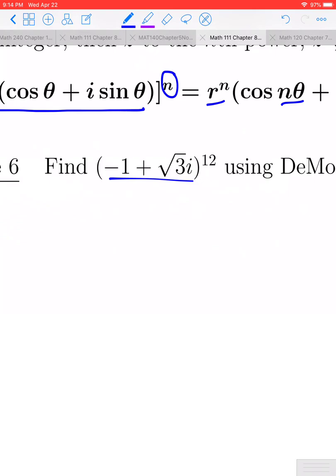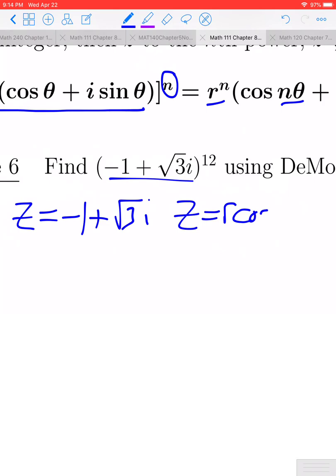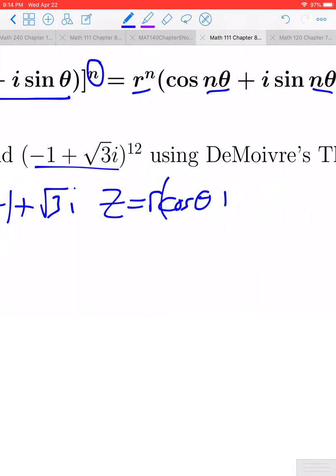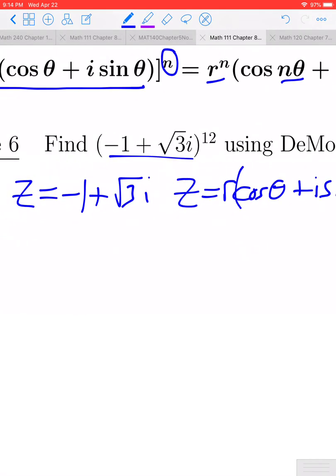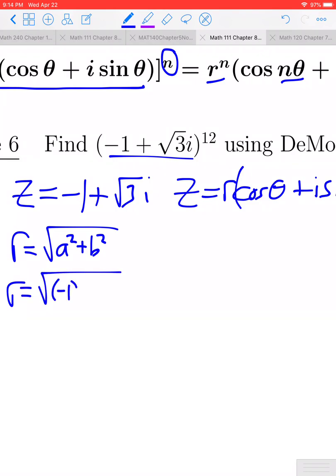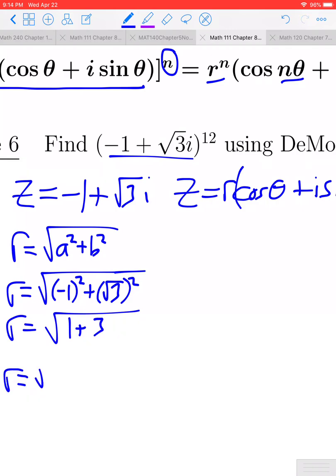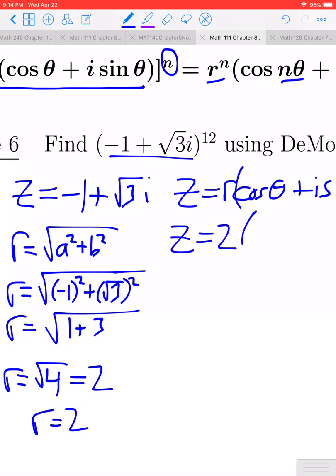Let's instead first begin by converting this number into trigonometric form. So our first step is to write z as r cosine theta plus i sine theta. To find r, it's the square root of a squared plus b squared. So r is going to be equal to the square root of negative 1 squared plus the square root of 3 squared. r is equal to the square root of 1 plus 3. r is equal to the square root of 4, which is going to be equal to 2.